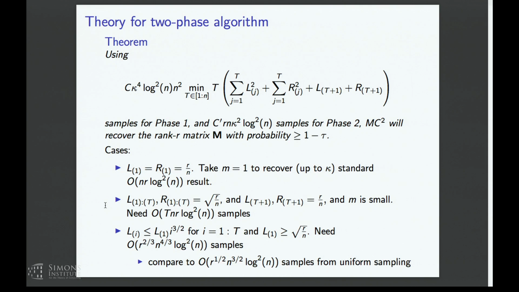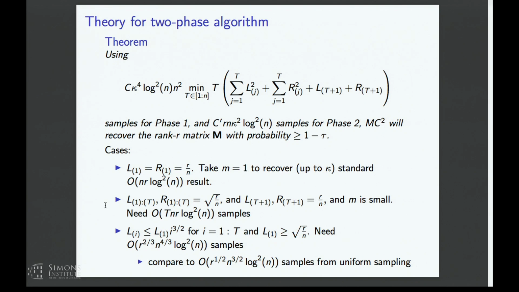So you see here the bottleneck is in the phase 1 sampling, and some special cases are, okay, uniformly flat leverage scores. This means that all the leverage scores are on the order of r over n. So up to the dependence on the condition number, our sampling complexity matches just the standard n times r log squared n result. So it recovers that result as a special case.